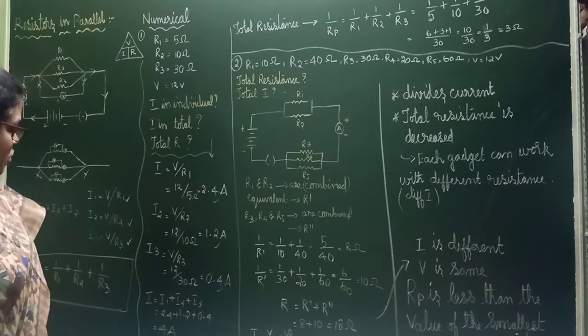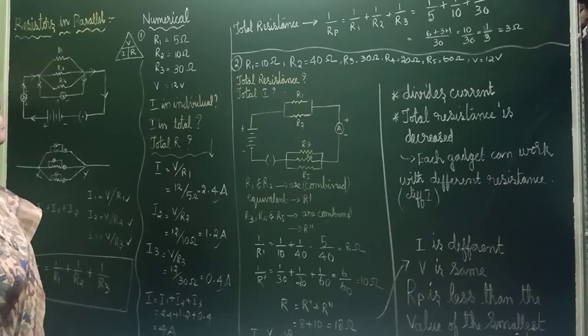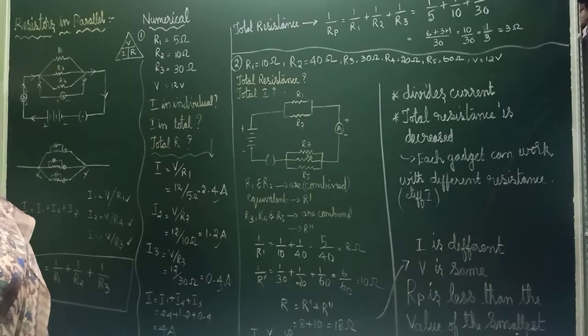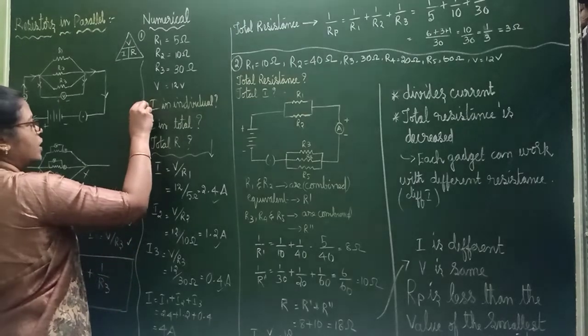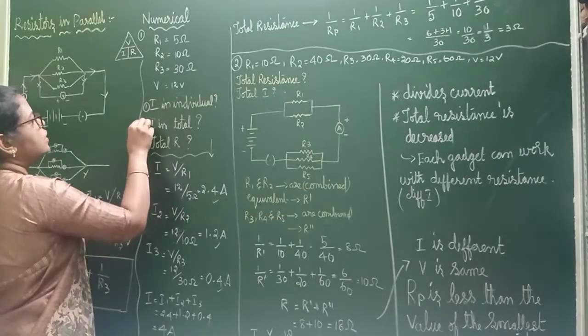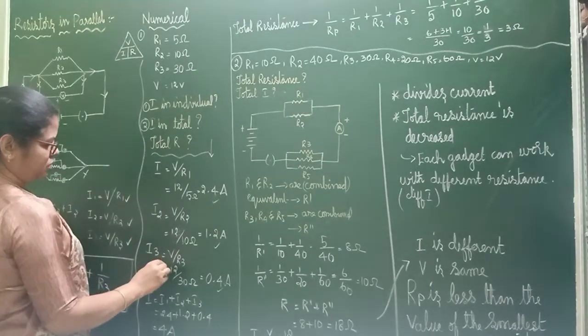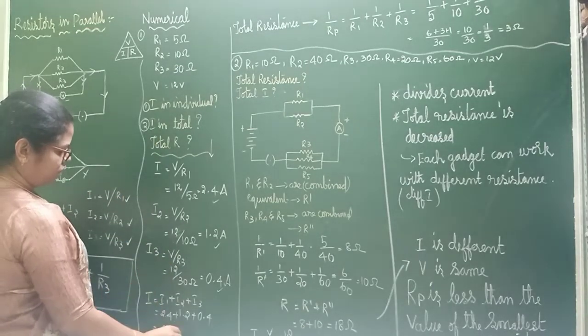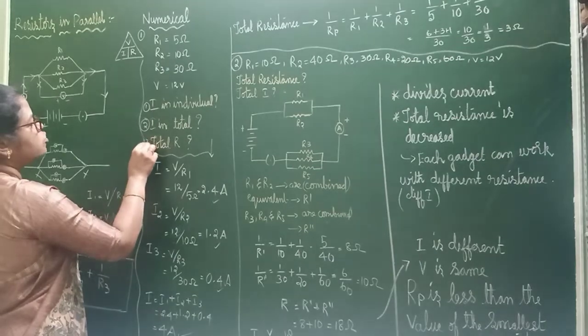Total resistance is equal to... The third question is total resistance, no? The first one is individual current, that we got. The next one is the total current, that also we got. Then the third one is total resistance.